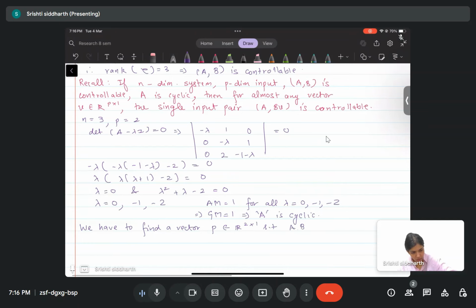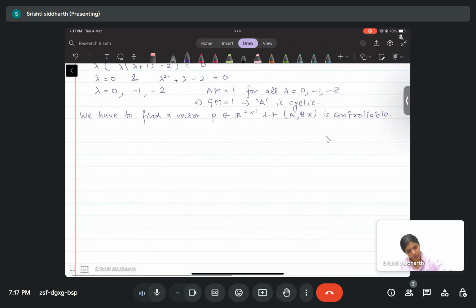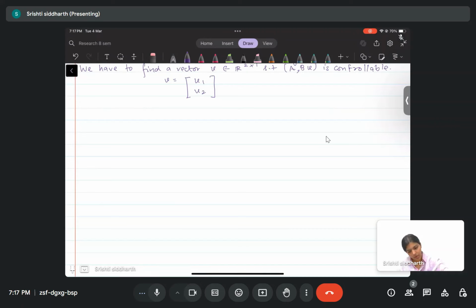A and B, this pair is controllable. Okay. So we have to find the value of the vector V. Sorry, this is V. V is going to be some vector with entries V1 and V2. Okay, so we'll choose first. So let's say that V is 1, 1.